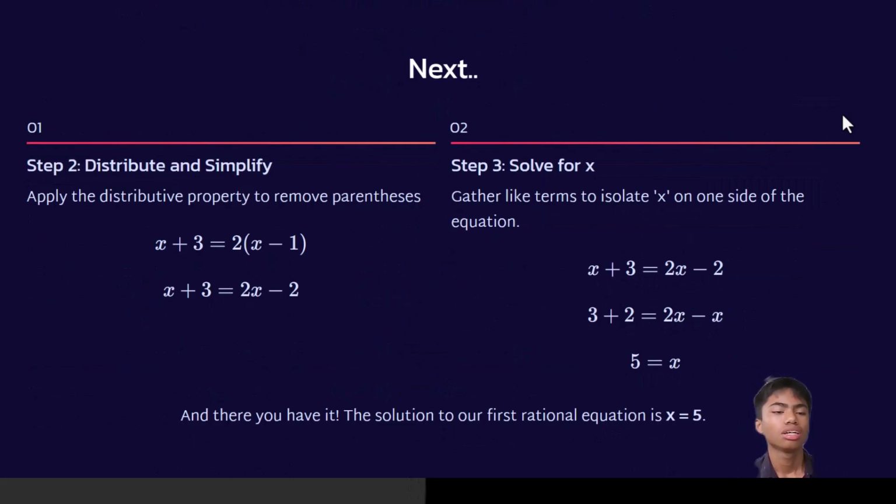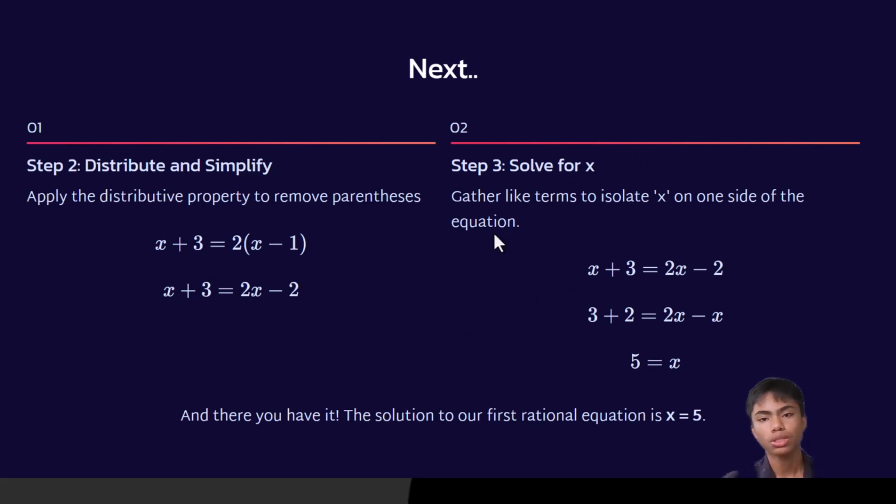Next, we distribute and simplify. Apply the distributive property to remove parentheses. We multiply 2 to x minus 1, which becomes 2x minus 2.